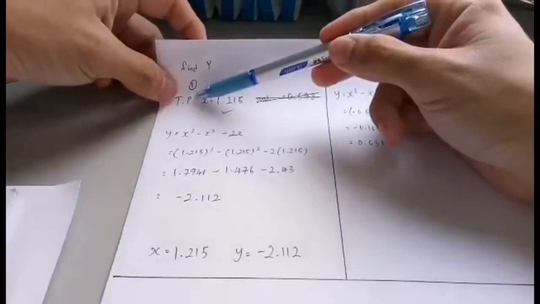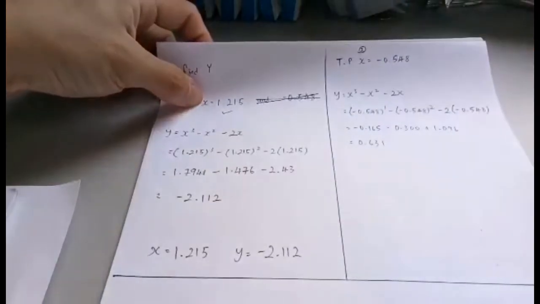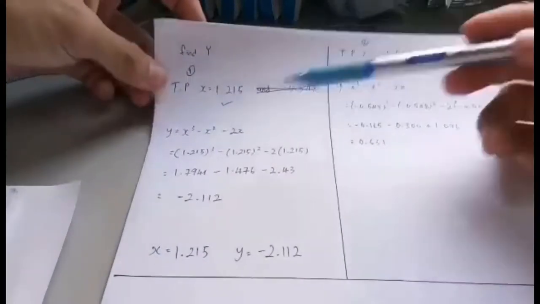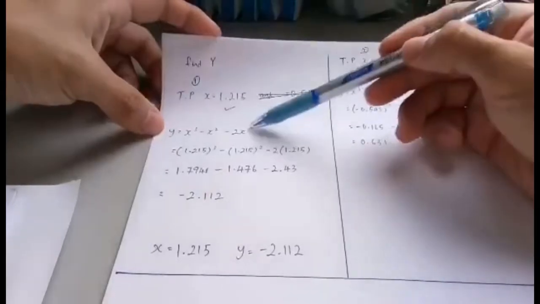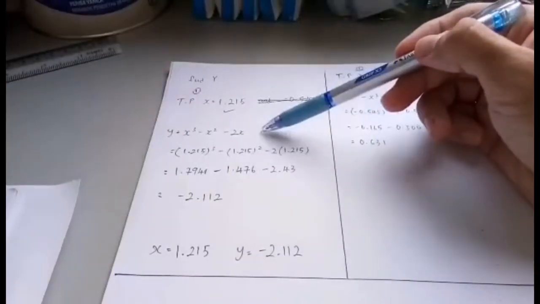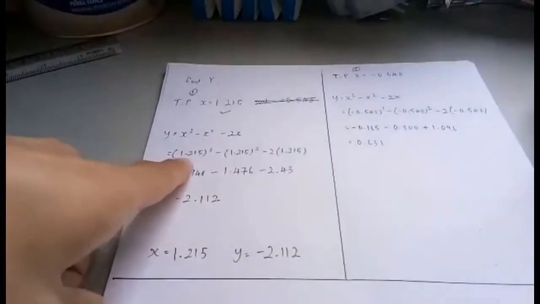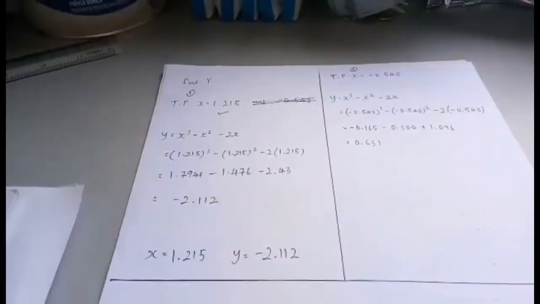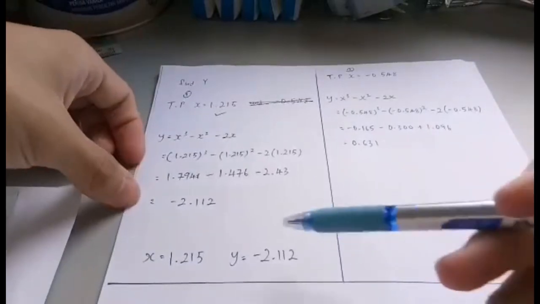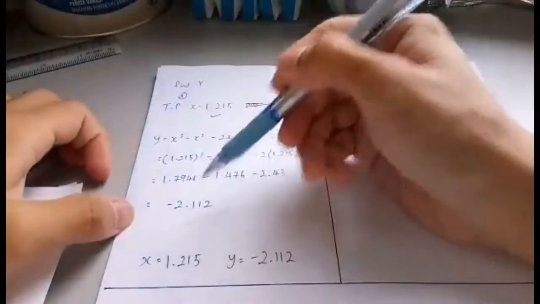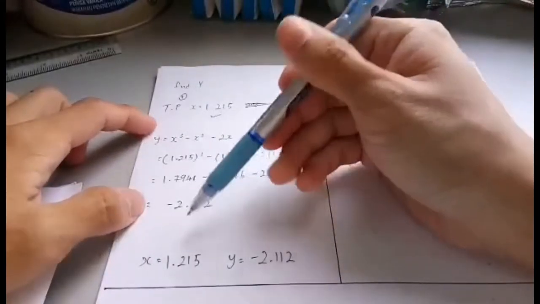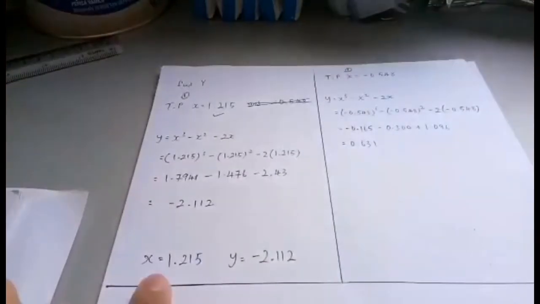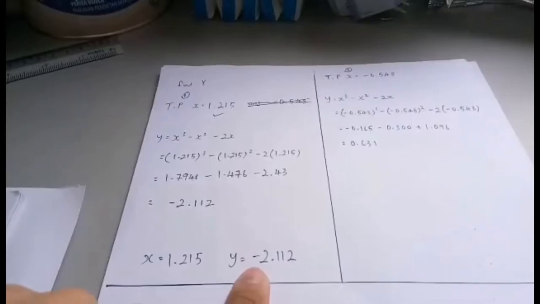The y of the turning point: just now I got the answer x is 1.215. Okay, then I use the original equation, which didn't change anything. I put the x value inside the x. So this is the answer I calculate. And the final answer is y is 2.112. I use this for the x, then I get the y answer.